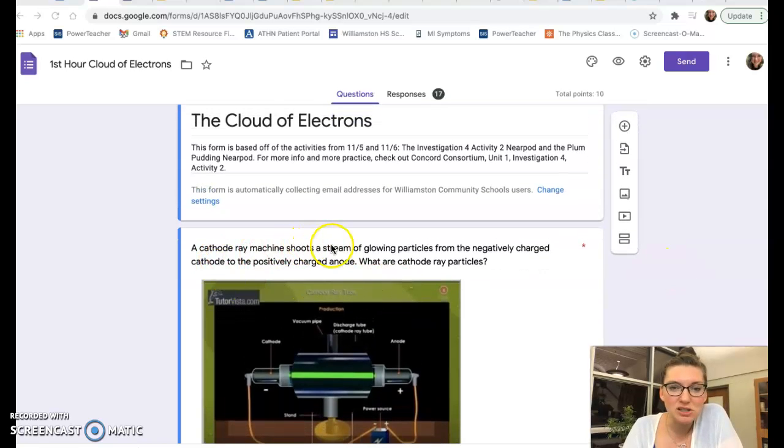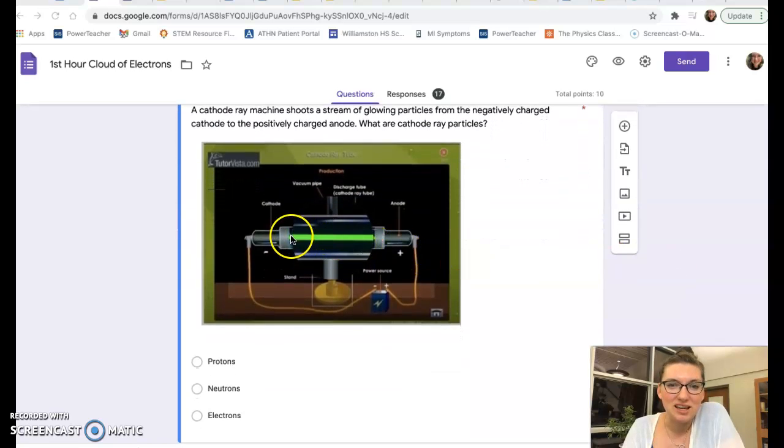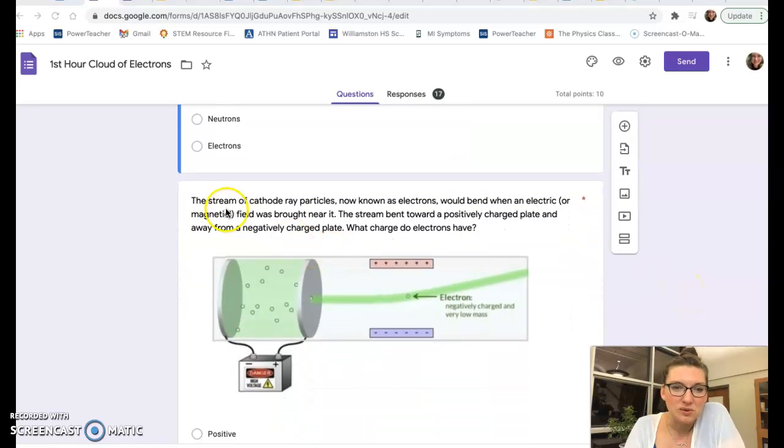So a cathode ray machine shoots a stream of glowing particles from the negatively charged cathode to the positively charged anode. What are cathode ray particles? They are electrons. They are negatively charged subatomic particles that have a mass that is much smaller than even the tiniest atom. So the stream of cathode ray particles, now known as electrons, would bend when an electric or magnetic field was brought near it.